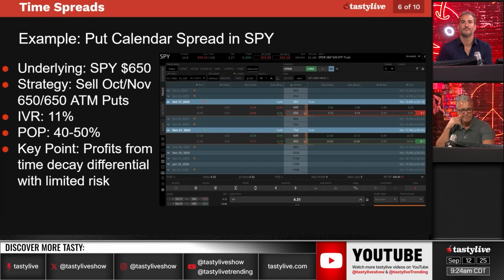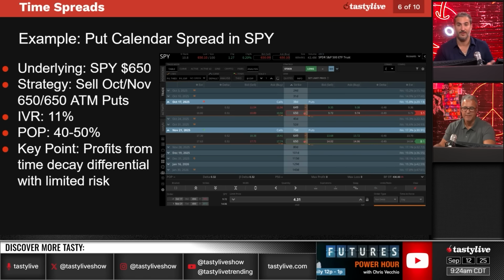Next one, please. All right. So they're looking at a put calendar spread in SPY, which we actually did. We did a very similar one today.